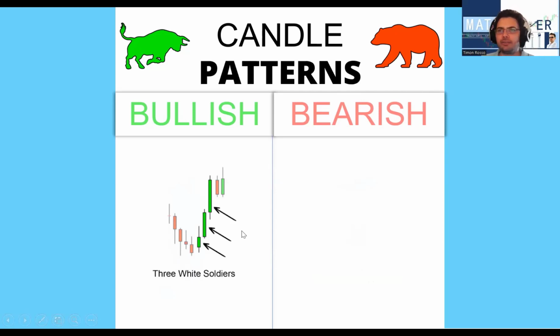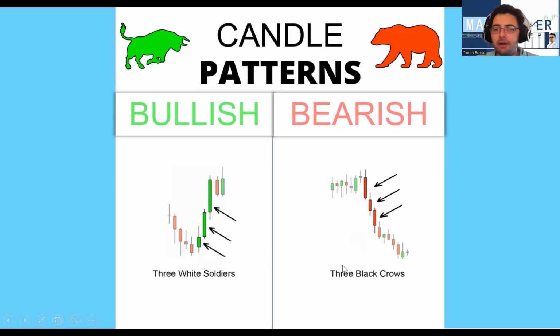Then you have the three white soldiers. Now, this is my favorite candlestick pattern formation. Watch out for them. They are coming. The three white soldiers shows you three consecutive grand up candles next to each other with great momentum to show that there is upside to come. These are excellent candles to identify reversal in a trend.